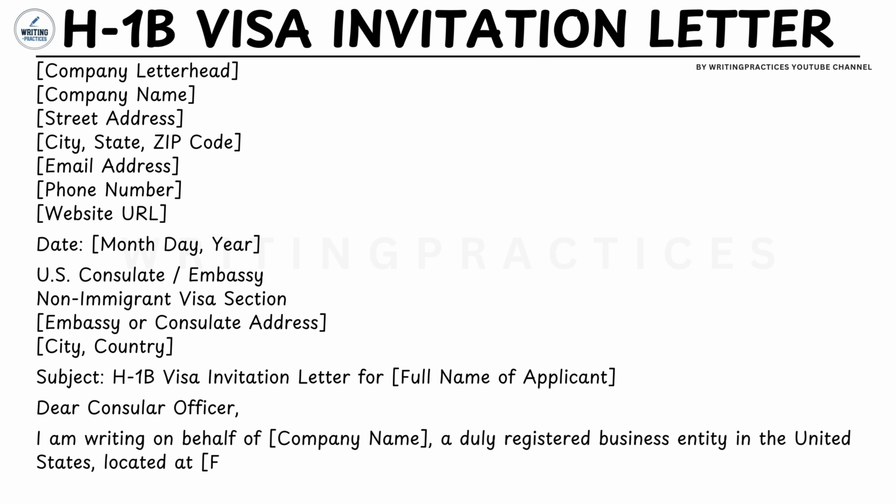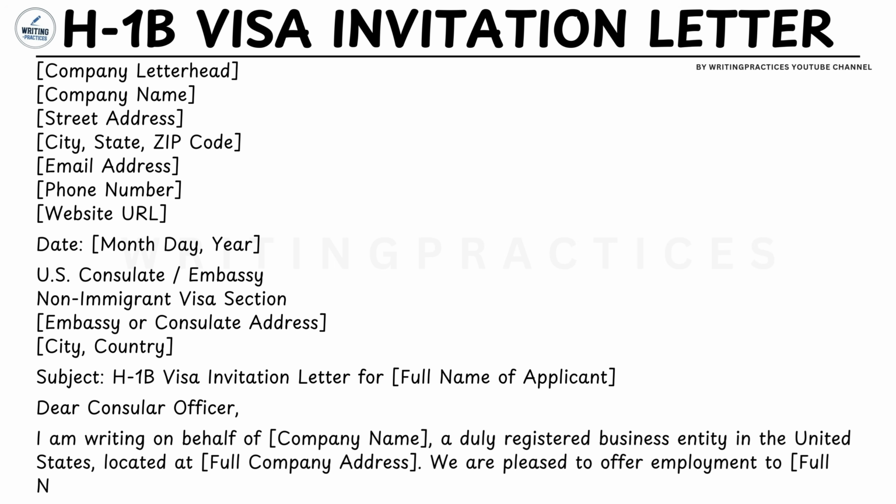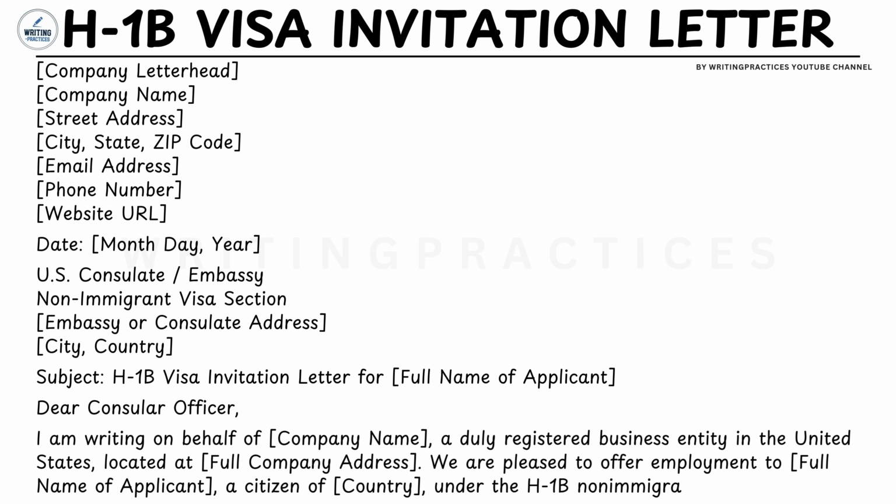I am writing on behalf of company name, a duly registered business entity in the United States, located at full company address. We are pleased to offer employment to full name of applicant, a citizen of country, under the H-1B non-immigrant visa category. What you're doing here is introducing your company, confirming its US registration, and officially stating that you are inviting the applicant to the US under the H-1B program. This paragraph should be straightforward but accurate.